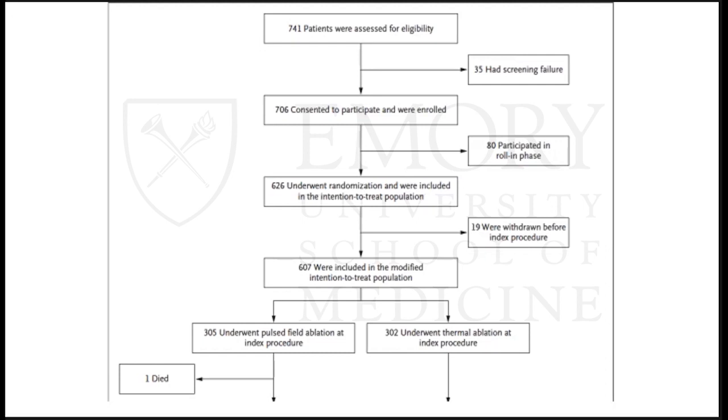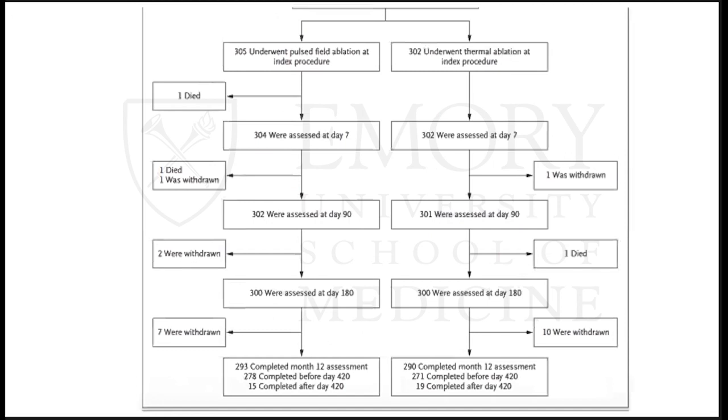And then once the roll-in phase was completed, which included a total of 80 patients, the remaining 607 patients were randomly assigned in a 1-to-1 ratio to undergo either pulsed field ablation or conventional ablation. And of those 607, 583 ultimately completed the trial, with 12 of the patients from each group prematurely exiting the trial. And so in the end, 305 underwent PFA and 302 patients underwent thermal ablation with follow-up at 12 months.